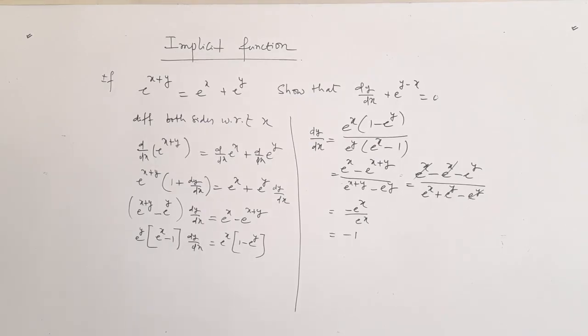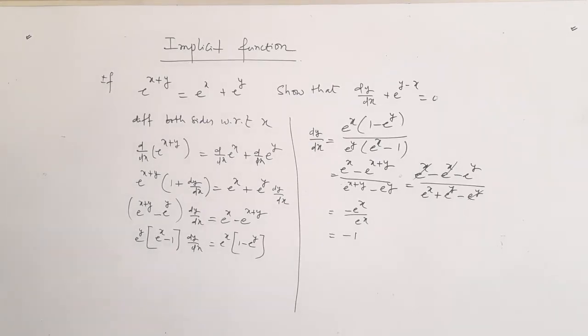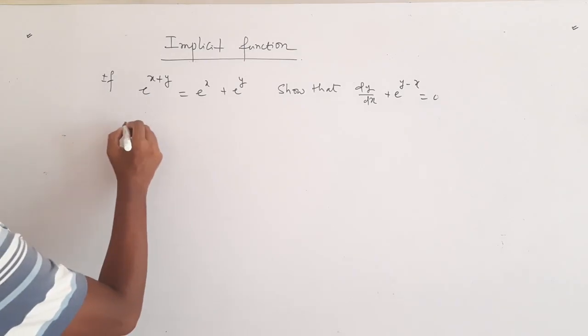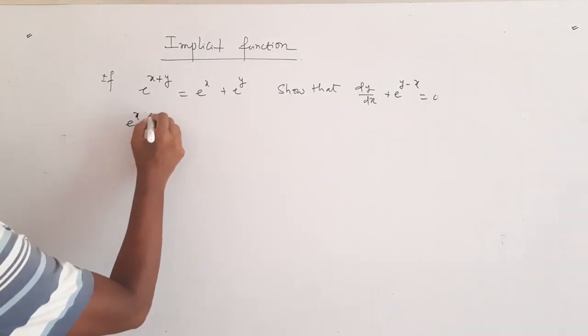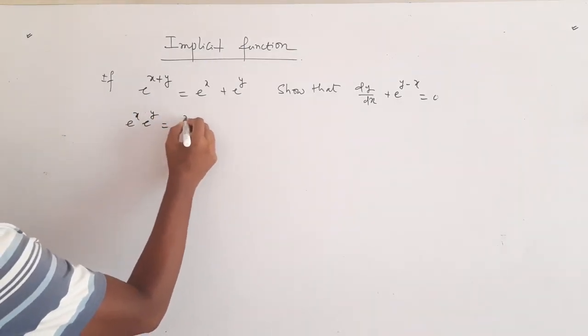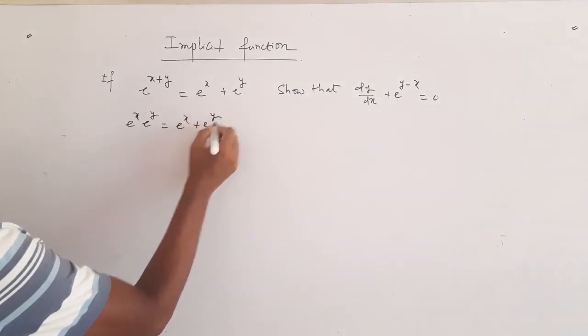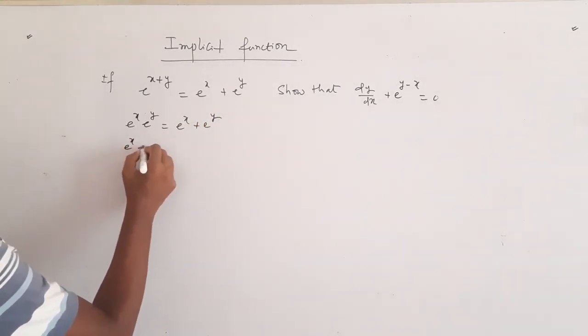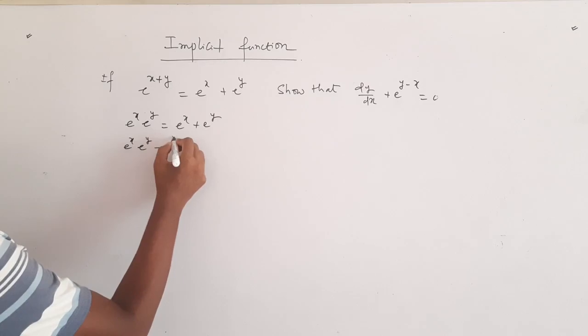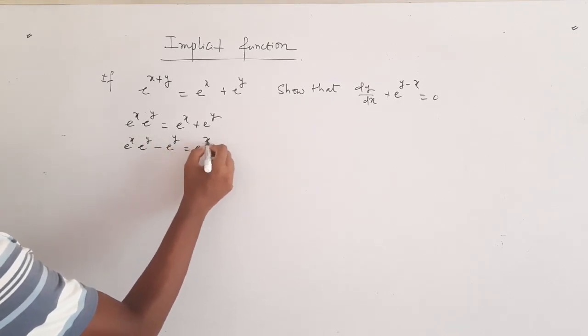So let me change the approach and then I'll come back to you again. Suppose I write this as e to the power x, e to the power y equals e to the power x plus e to the power y, then e to the power x, e to the power y minus e to the power y is e to the power x.